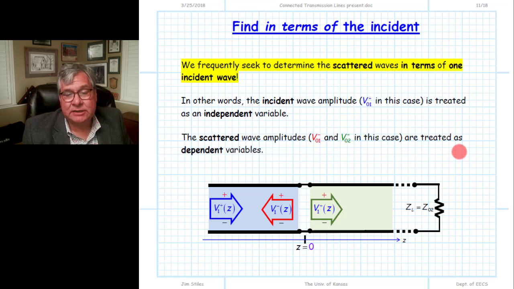Because of that, what we're going to seek to accomplish is to determine the wave amplitudes of the two scattered waves, V01 minus and V02 plus, in terms of the source, the independent value V01 plus. V01 plus propagates toward this interface, and we have two waves that scatter. We want to find the unknown wave amplitudes of these two waves in terms of the cause, this one wave amplitude of the single incident wave.